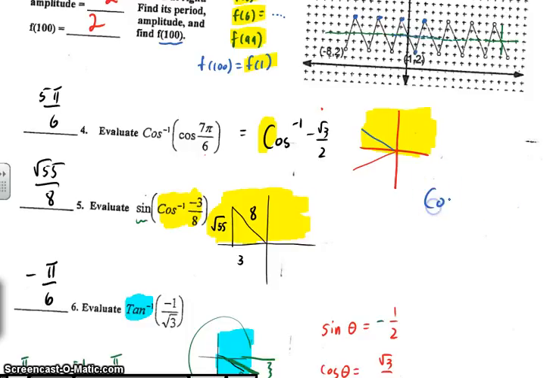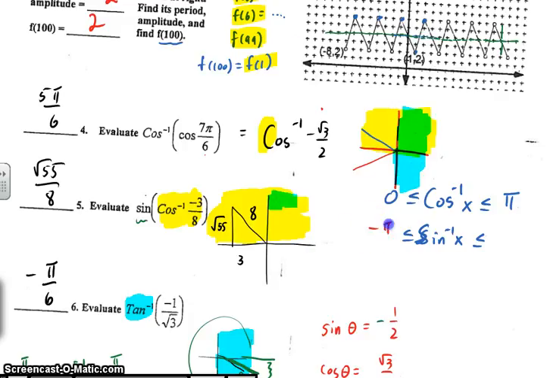Important to note that inverse cosine has a range that has to be between 0 and pi. Similarly, if I'm looking at inverse sine, and it's a capital S, then that is going to give us a result that's always in these two quadrants, but specifically it's between negative pi over 2 and pi over 2.